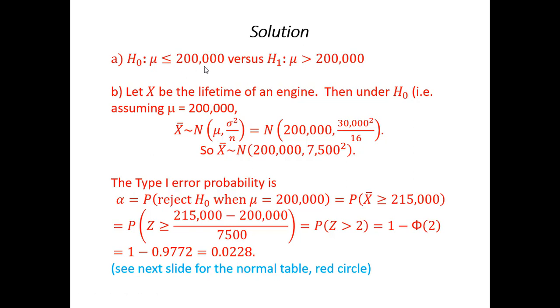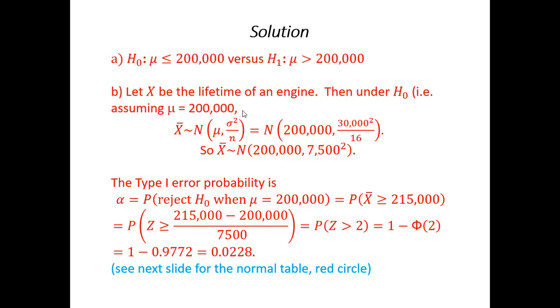So we would use that to identify our alternative hypothesis, and then the negation of this is our null hypothesis. All right, now in part B, we're asked to calculate the probability of a type 1 error, or alpha. Okay, so the first thing we need to do is identify the appropriate probability distribution for x bar. So we start out, we think of the random variable x as the lifetime of an engine. We assume that the average is 200,000. Okay, so here we're under the assumption of our null hypothesis, the mean is 200,000.